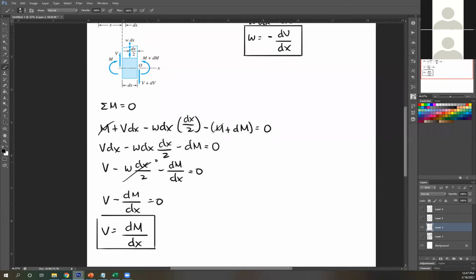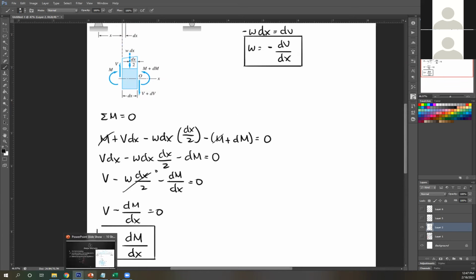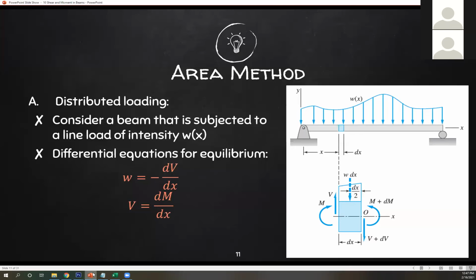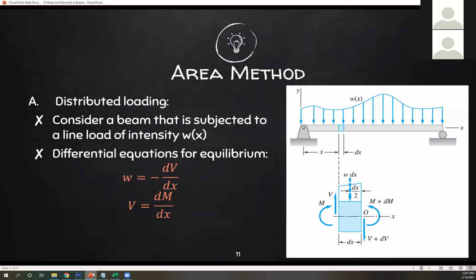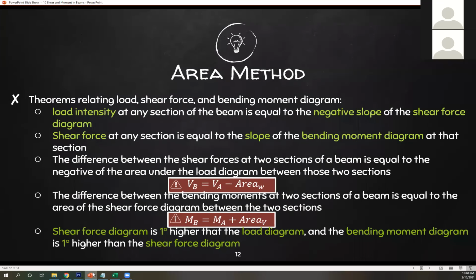Now, dx is a very small segment, infinitesimal. Since this is very small, you can just say that term is 0. So therefore, V minus dM over dx equals 0, therefore V is just dM over dx, differential moment over differential length x. That is just how those equations were taken. Now, going back, from these equations, this is how the analysis of your area method is taken.